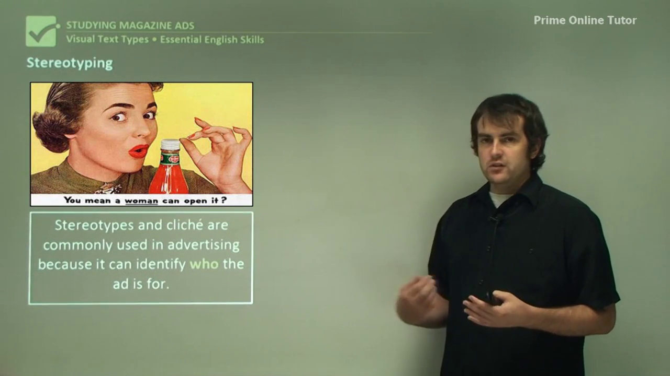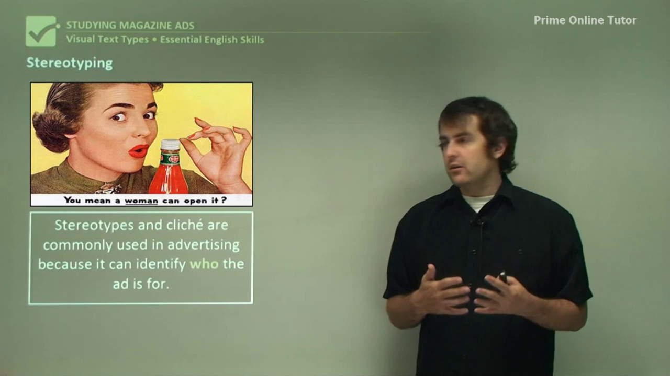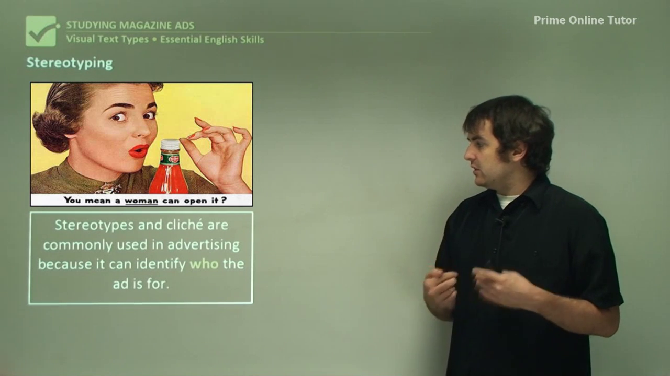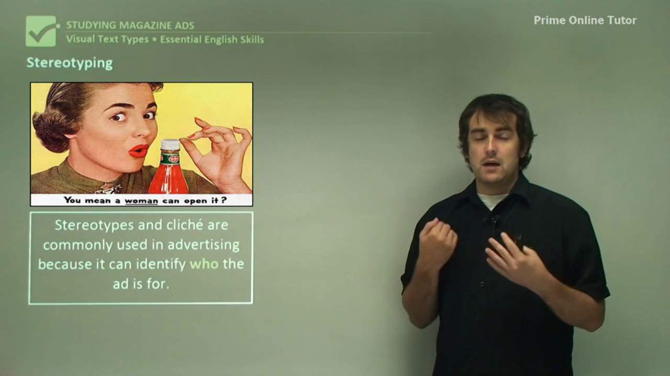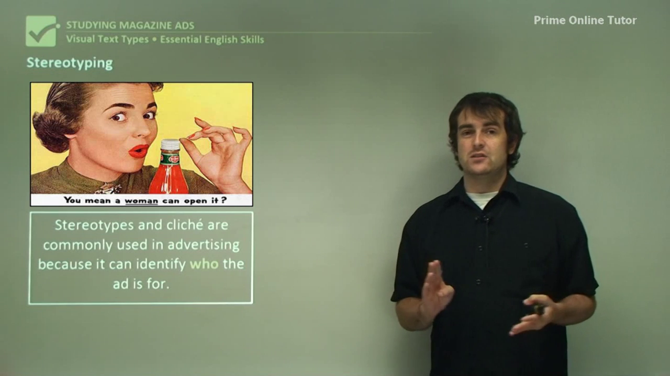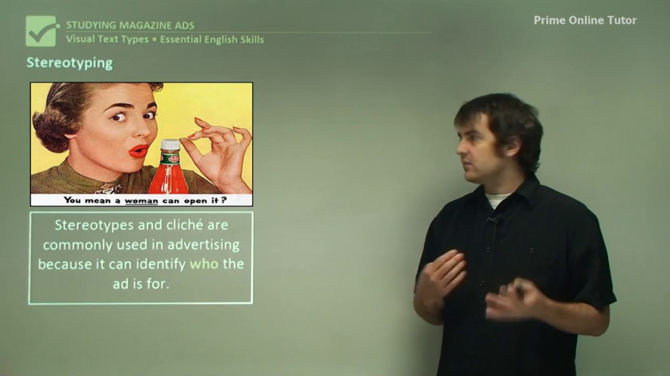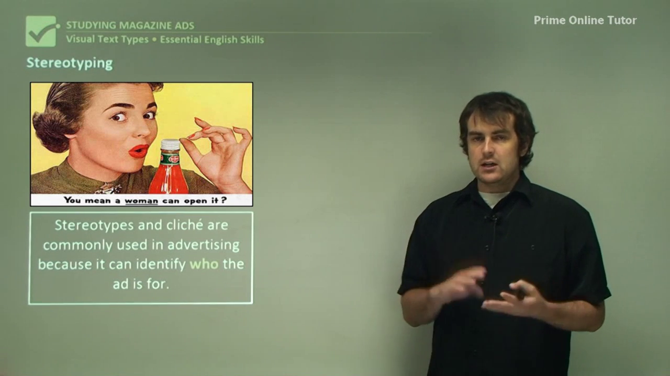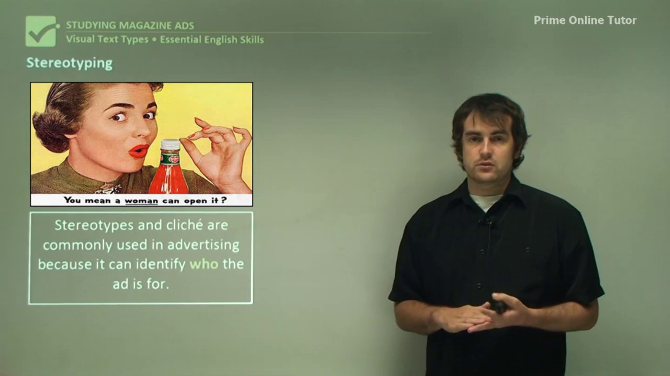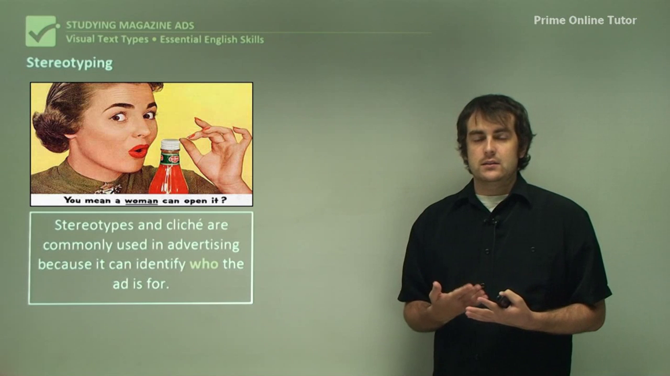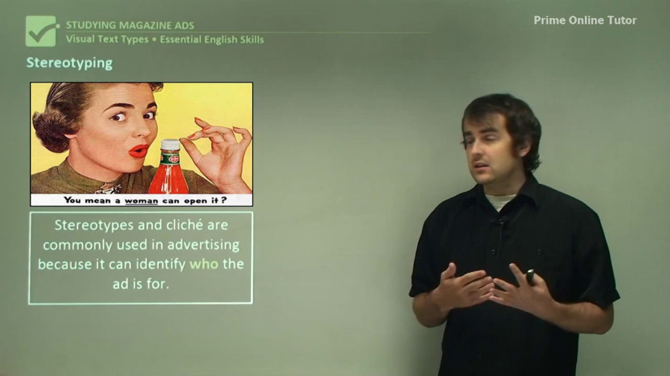Okay, so the first one you'll often see in advertising is stereotyping. Now, stereotypes and cliches are commonly used because people can neatly identify who the ad is for, and therefore who should be really paying attention to this. Now, this can often be negative, and in the past we've seen ads like the one on screen, which has been widely condemned for the fact that it's quite sexist, and it is.